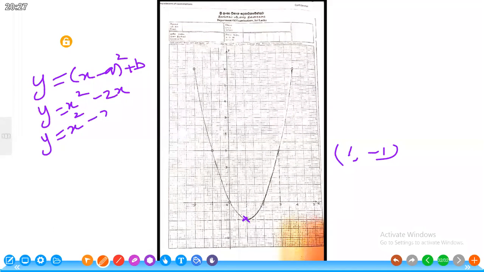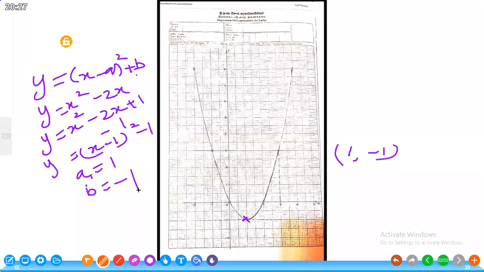Right? Positive 1, you have to add. Here actually you add the positive 1, so to get rid of it, you subtract the 1 also. Right? Here, (x minus 1) squared minus 1. Here we convert into the form y is equal to (x minus a) whole squared plus b. So here a is equal to 1 and b is equal to negative 1, right? Okay, we converted it.